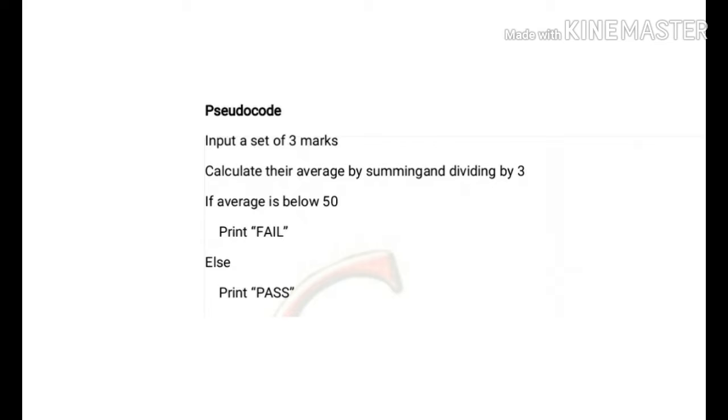Then we need to give a condition, like we need to declare our passing mark. So in this case I just gave an example of 50, because normally if someone gets below 50 then they failed. If someone gets above 50 then it's a pass. So we're going to say if the average is below 50, print fail. That's our first condition. Else print pass.